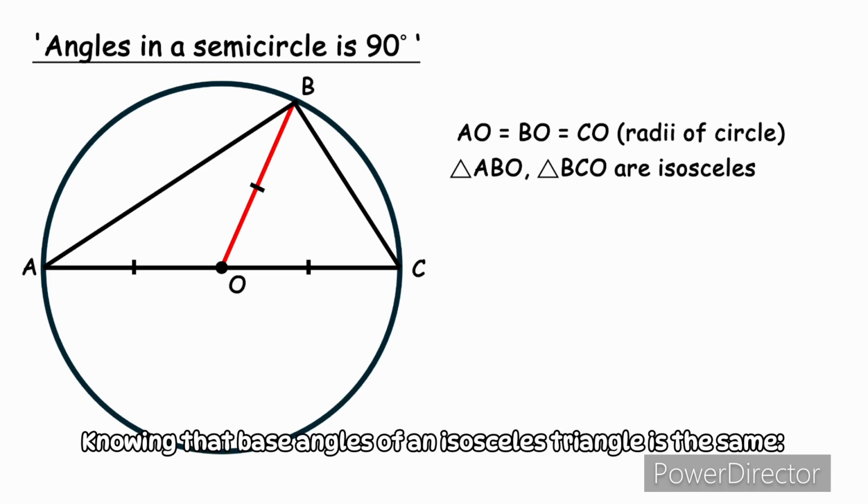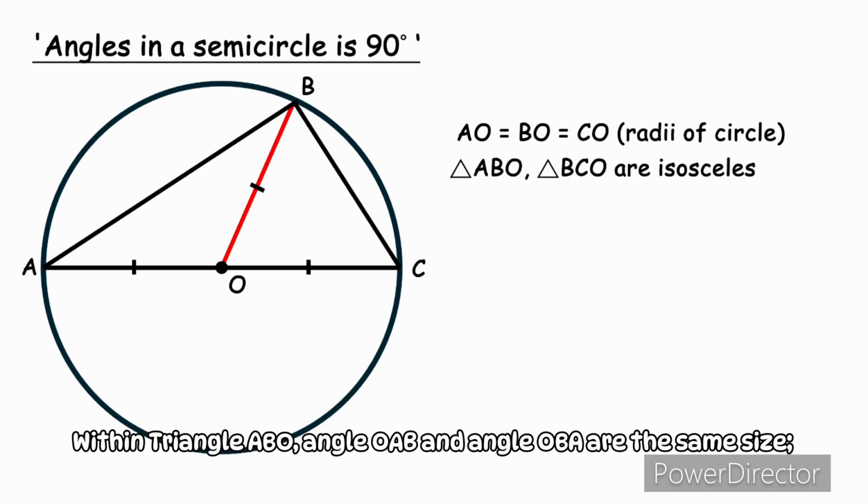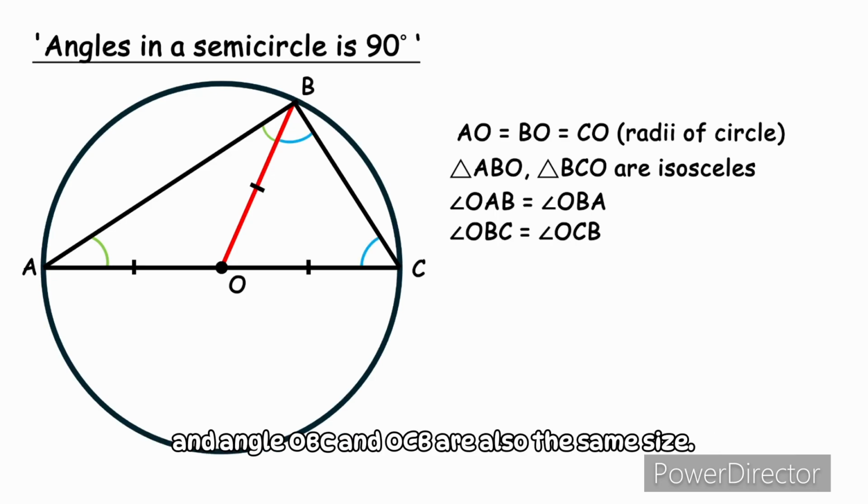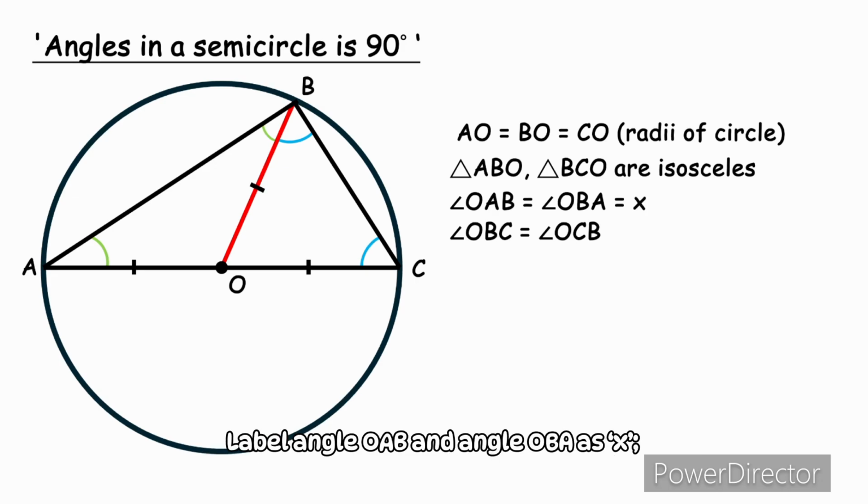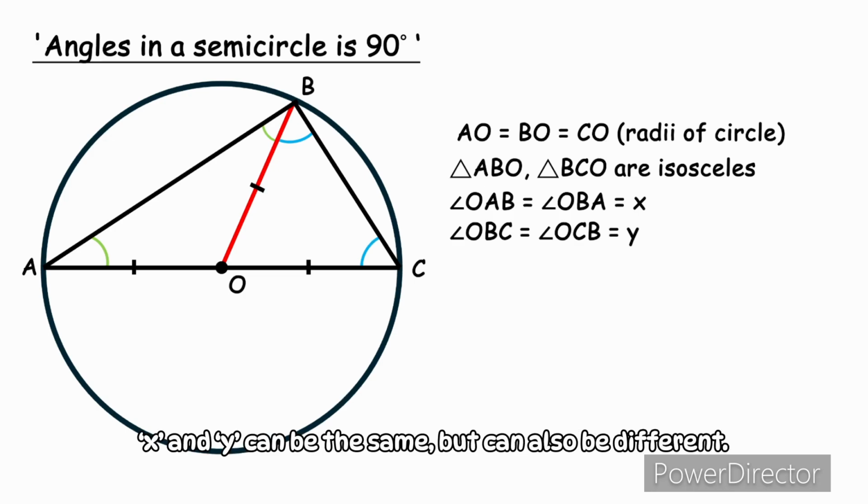Knowing that base angles of an isosceles triangle are the same, within triangle ABO, angle OAB and angle OBA are the same size, and angle OBC and angle OCB are also the same size. Label angle OAB and angle OBA as x. Label angle OBC and angle OCB as y. x and y can be the same but can also be different.